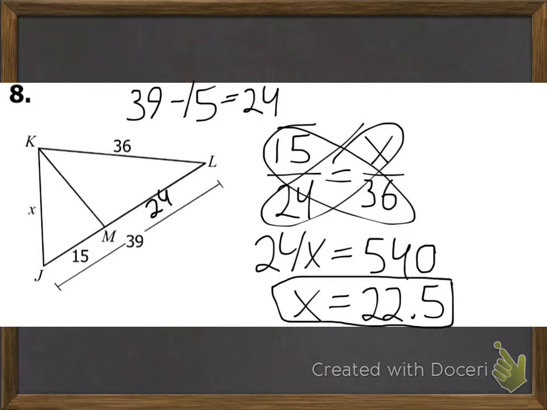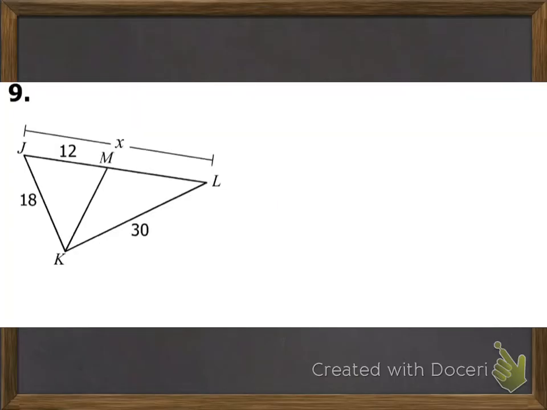There you go, final answer. Number 9, well, this is interesting. We need to know what this little measure is going to be right here, but we have a problem. We don't know the total length of the side. So this is what we're going to do.